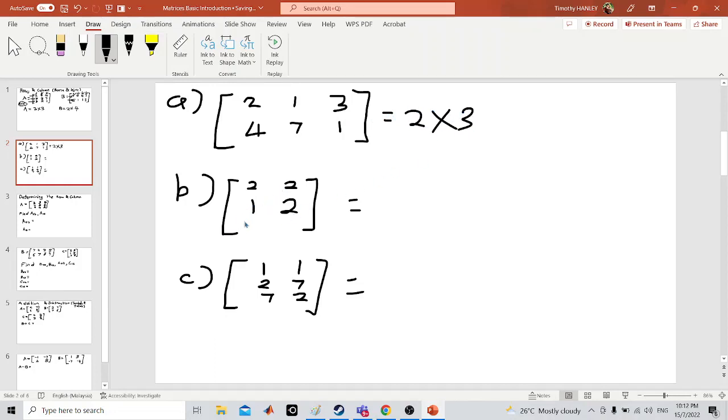How about question B? We can see that it has 2 rows and 2 columns, I'm sorry. And for question C, we can see that it has 3 rows and 2 columns.